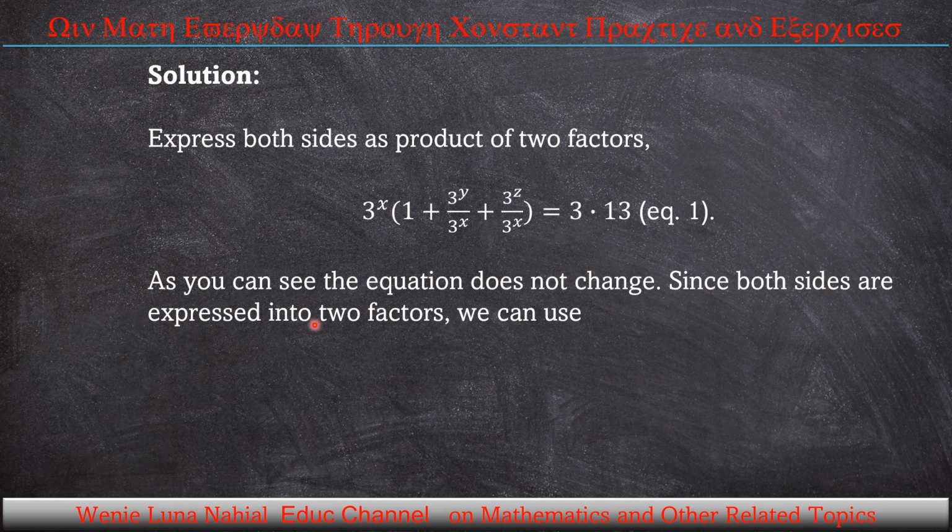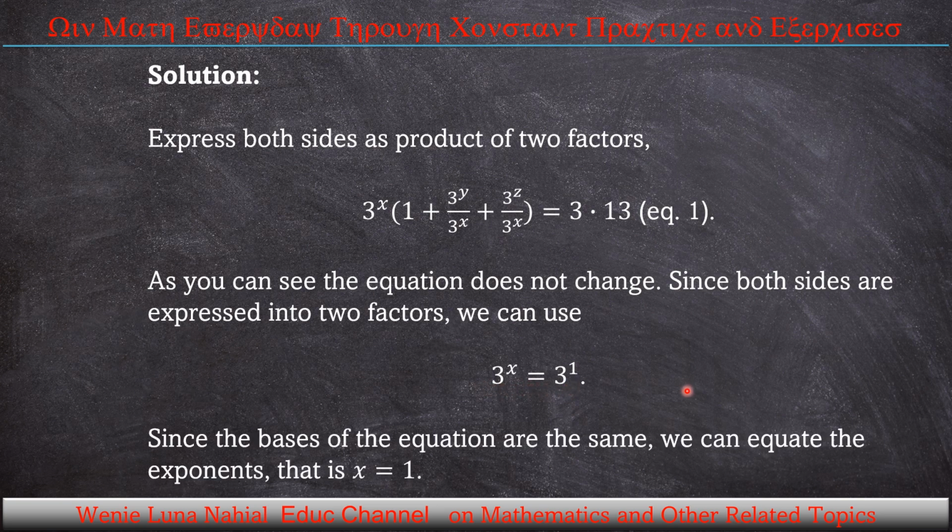Since both sides are expressed into two factors, we can use 3 raised to x and 3 at the right side. We can equate them. So we have 3 raised to x equals 3 raised to 1. This 3 is understood to have a power of 1. So in this equation, we can equate exponents, because the bases in both sides of the equation are the same. So we just get the value of x, which is equal to 1.